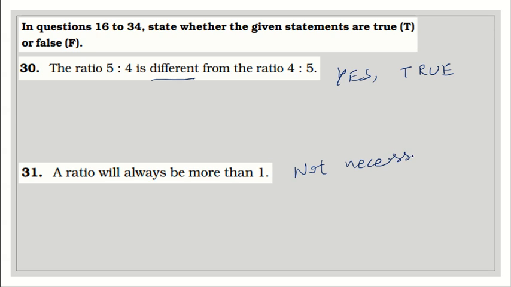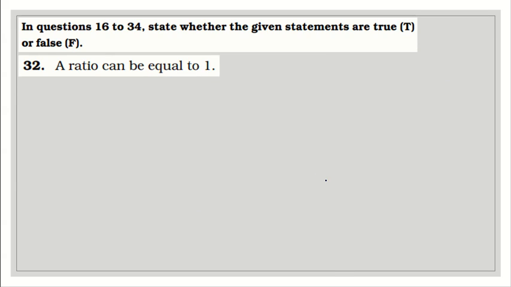Necessarily. Not necessarily the ratio being more than 1. If I take 1:2, it is 0.5, which is less than 1. So he says that compulsorily they must be more than 1. So it is false. Then moving on to question number 32, a ratio can be equal to 1.